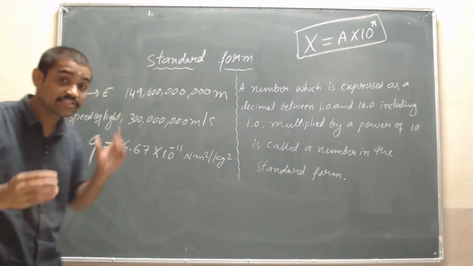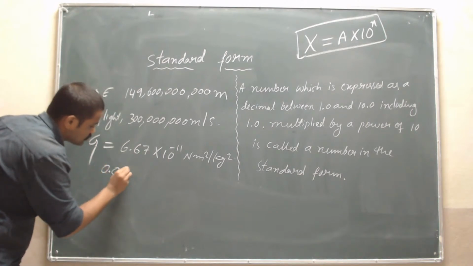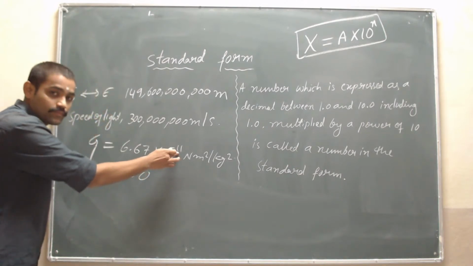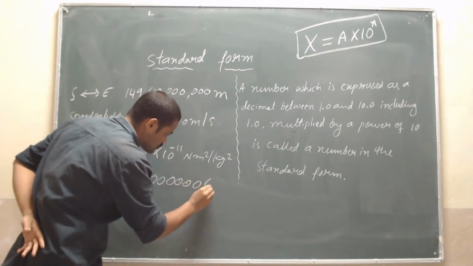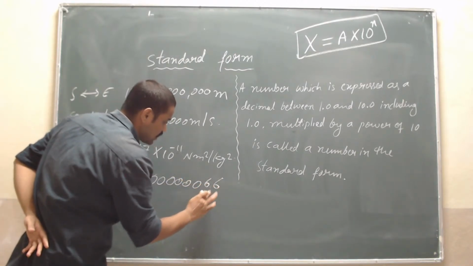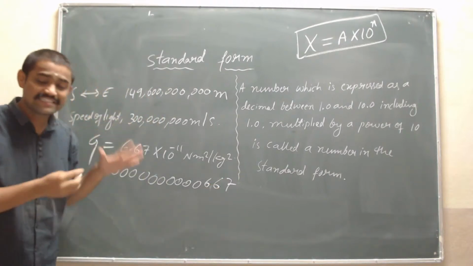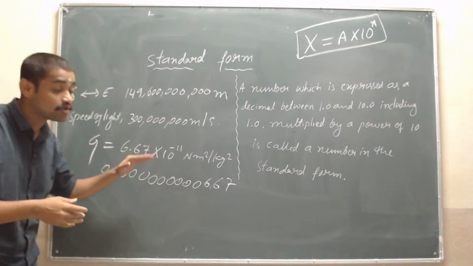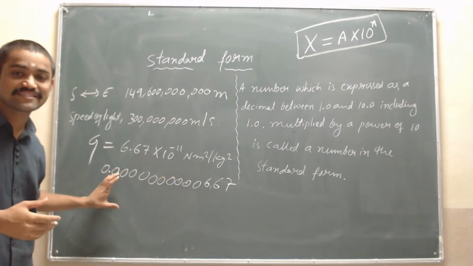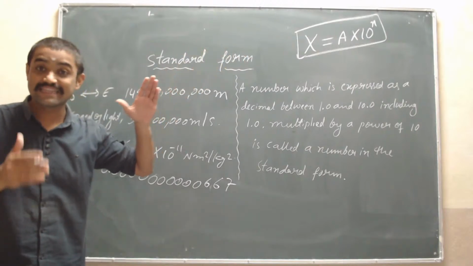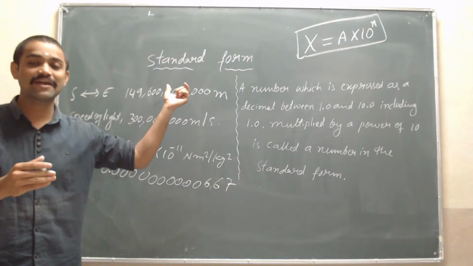Otherwise, sir, we would have to write 0.000 with 11 zeros, isn't it? 11 zeros, and afterwards, like that we have to write. Sir, it's difficult to remember and difficult to write. So we have to express these long numbers in standard form. That's why we have to learn standard forms of a number.